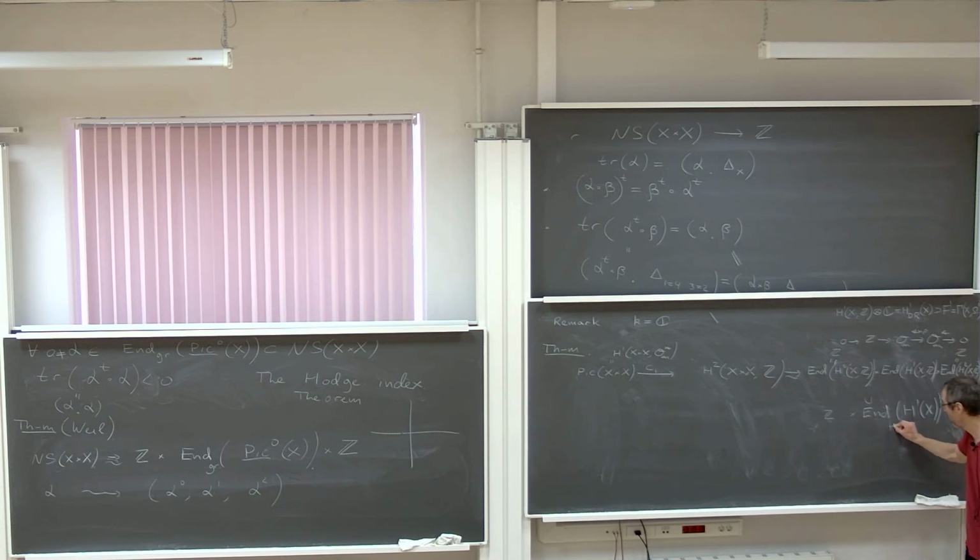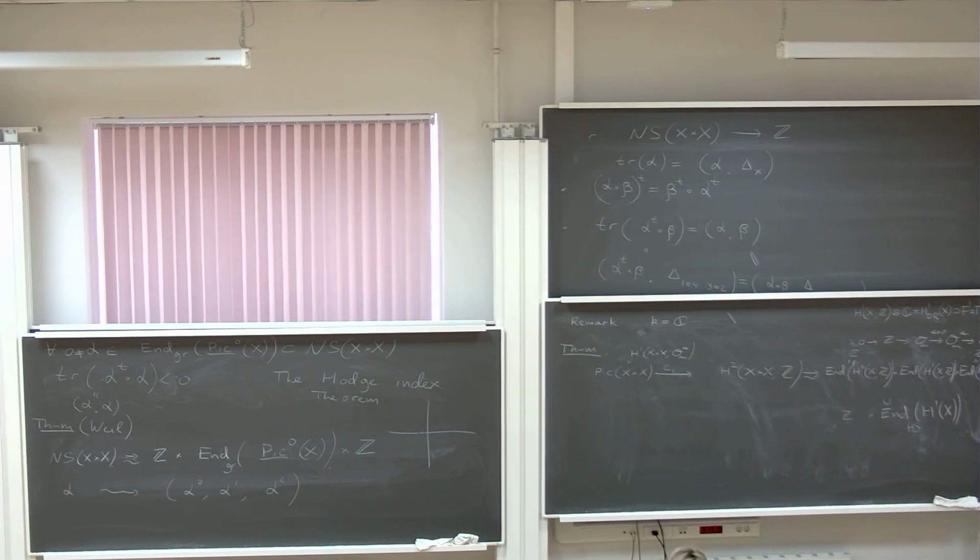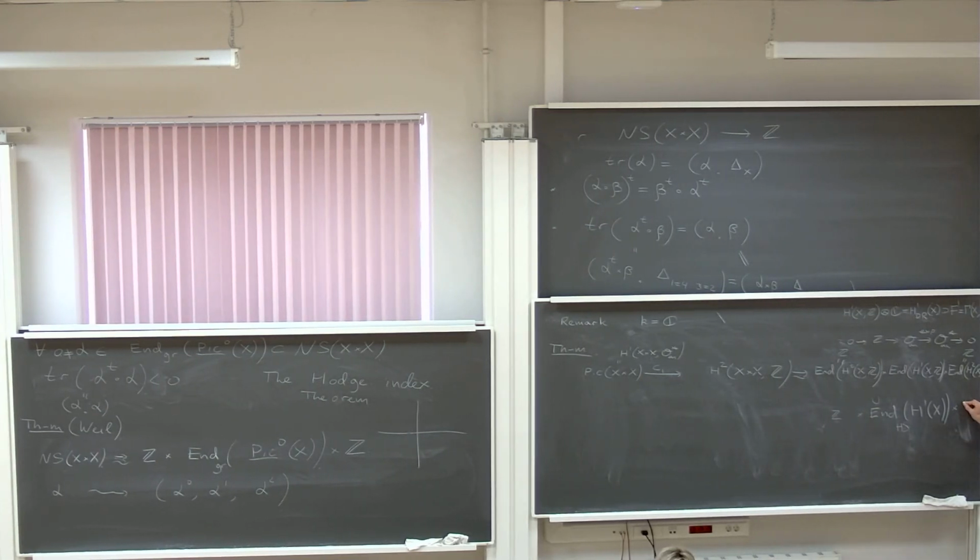So what does it mean? This is an endomorphism in the category of Hodge structures. A Hodge structure in this case consists of a lattice together with a filtration on its complexification. So you look at all endomorphisms of this guy that take F1 to F1. And then you also have Z.